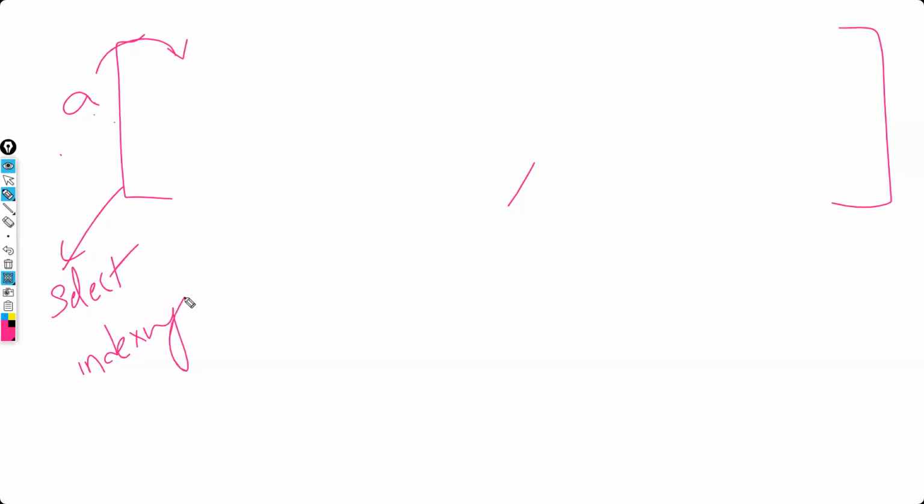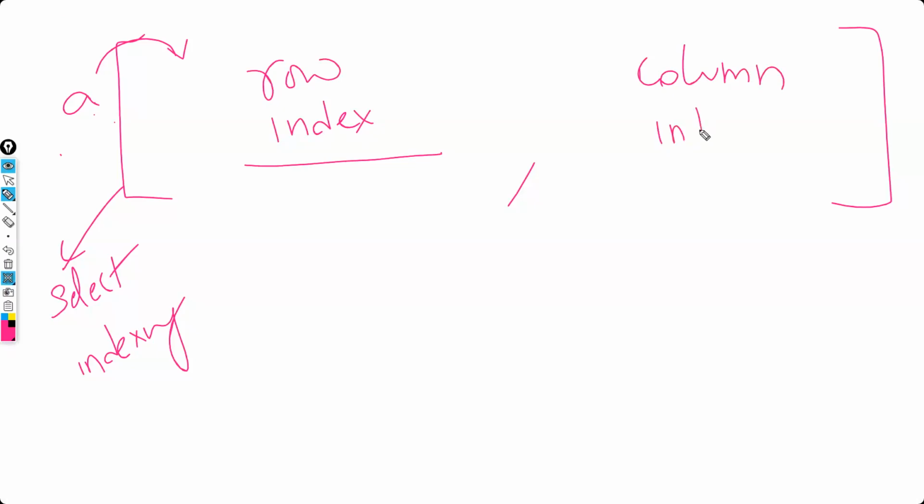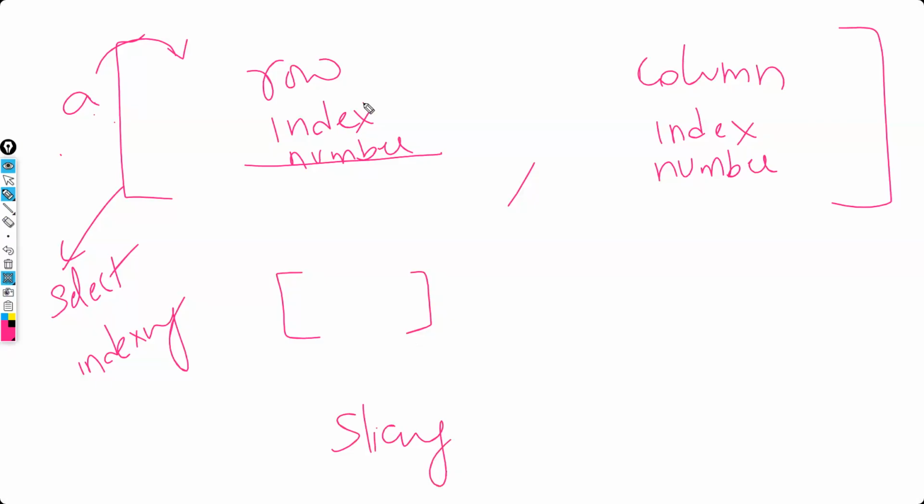Now here you have to write the row index number and the column index number. 2 index numbers we have to write. Row index number, column index number. If it is a single number, we write a single number. If it is multiple numbers, we write them as a list. Single number, list of numbers, or slicing. 3 options are available. Single number, list of numbers, slicing. For the column also, the same way.